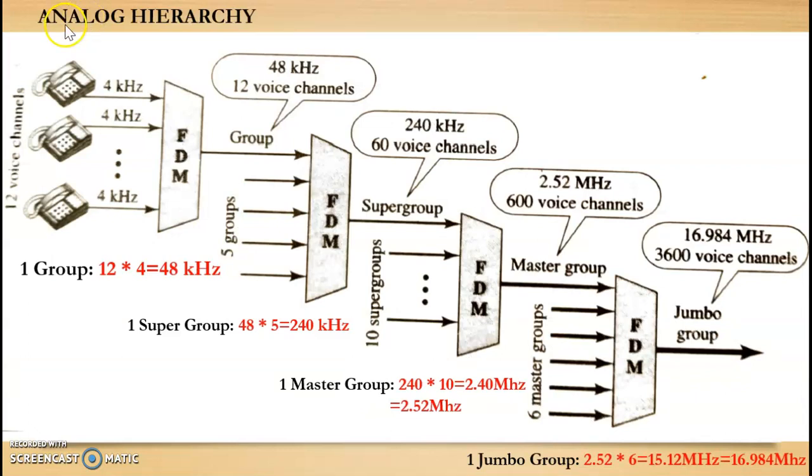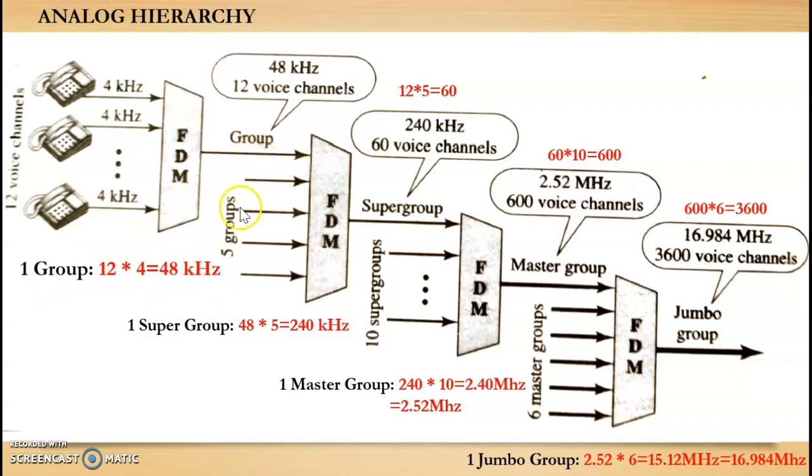Next, let us discuss the analog hierarchy used by telephone lines. In analog hierarchy, 12 voice channels, each of 4 kilohertz, are multiplexed together to create a group. So one group will have 12 voice channels. The total bandwidth for one group will be 12 into 4, that is 48 kilohertz, because each voice channel is of 4 kilohertz.